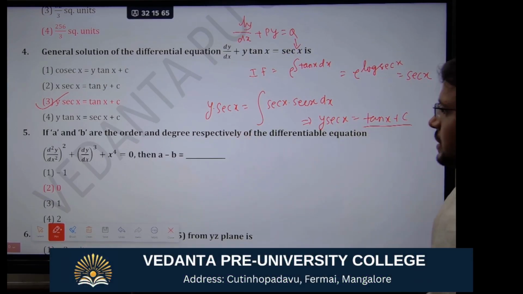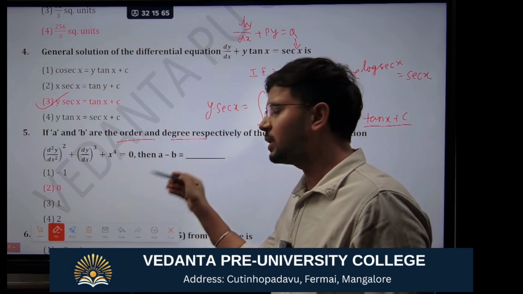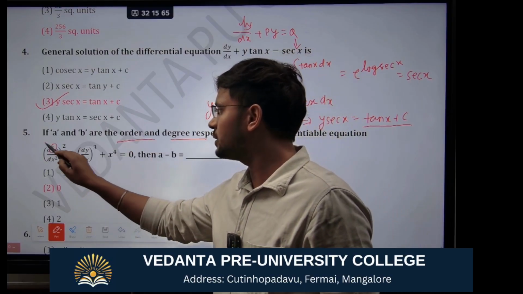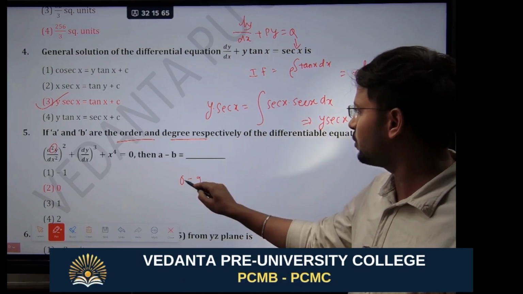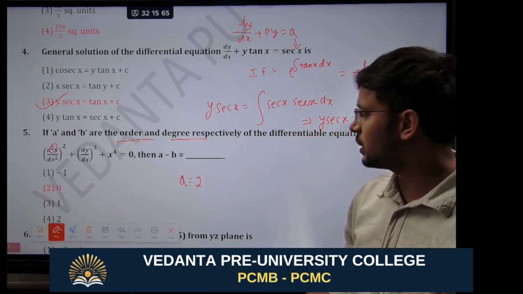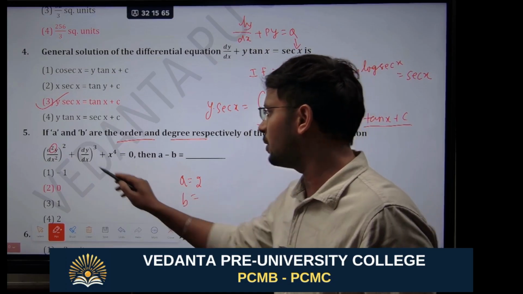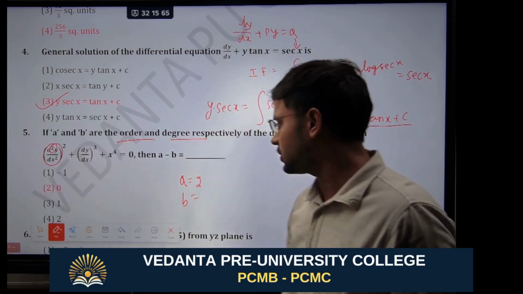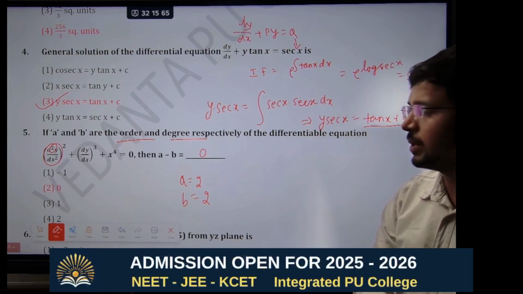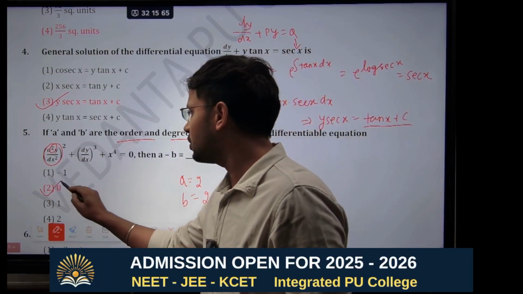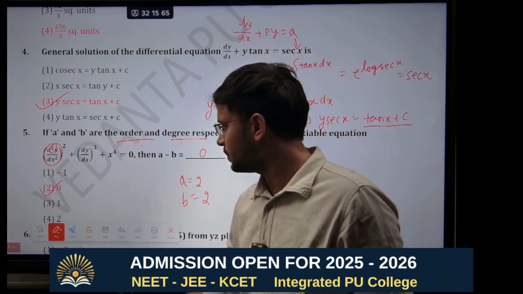In 5 they are asking order and degree, and you can see what is the order. Order is the highest derivative, so order will be 2, and order we have to represent by a. And what is the degree? The power of the highest order derivative, which is 2. So a is 2, b is 2. So what will be a minus b? It will be 0. So option will be 2. Understood?